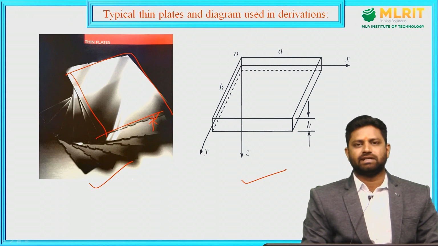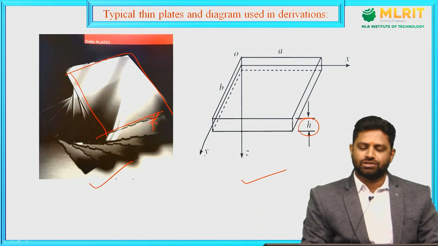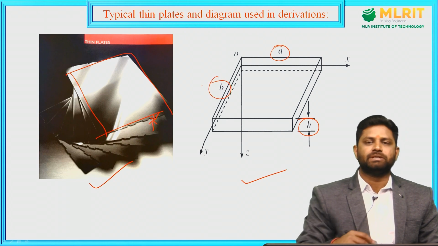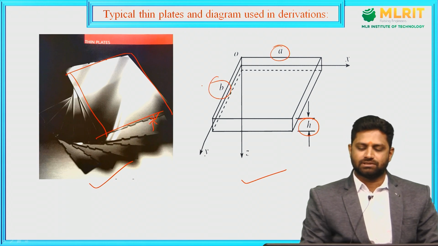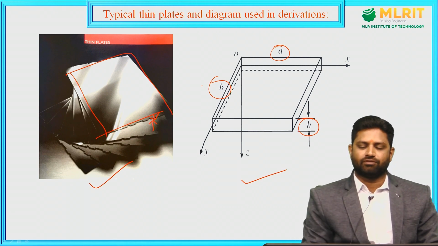The schematic diagram is shown here, in which we have a 3 axis system, x, y, z, and the thickness is considered here as h, and you can see the plate dimensions are taken as A cross B. So the thin plate dimensions are taken as A cross B, and we always take these dimensions for the thin plate in almost all the derivations.